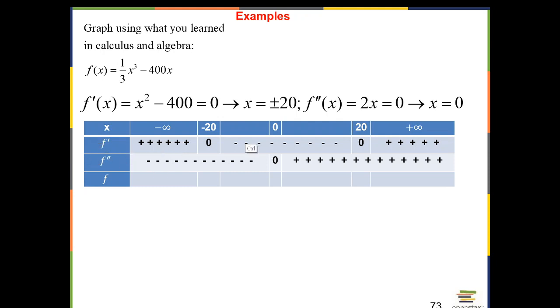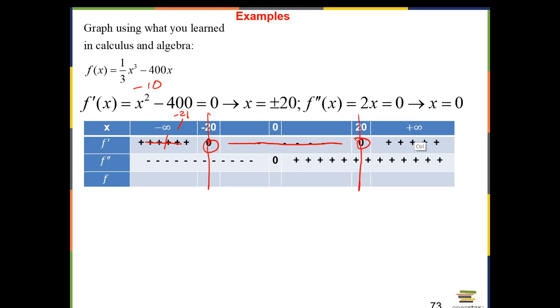Now, f prime row, f double prime row, and f row. Now we can do some sign analysis. From negative 20 over here, we can pick a number, let's say negative 21. If we put it in f prime, obviously negative 21 squared is bigger than 400, so f prime would be positive here. And if you put a number from 0 to negative 20, let's say negative 10, that number would be smaller than 400, so it would be negative, right? And it is true for all of these numbers, all the way to the other root of f prime. So you see f prime is 0 here, and f prime is 0 here.